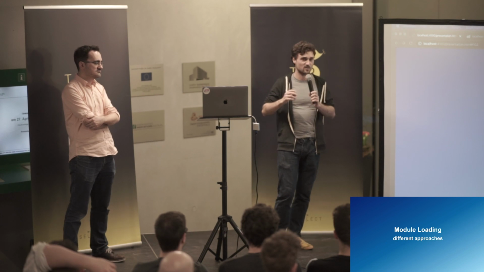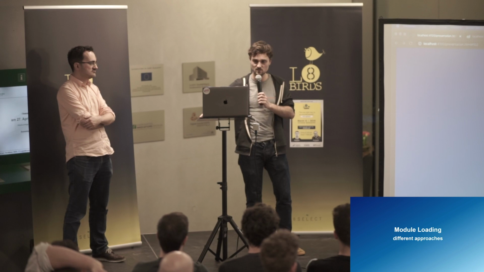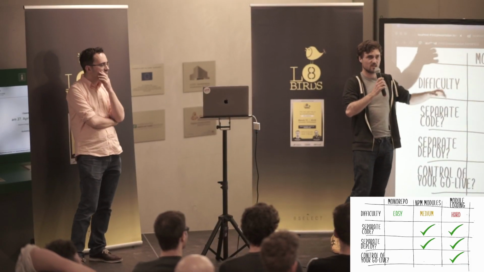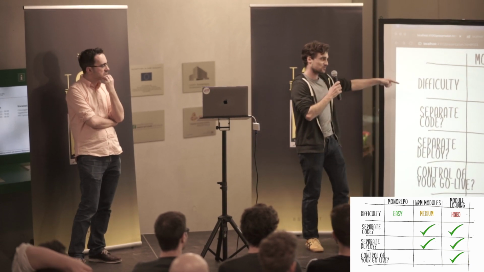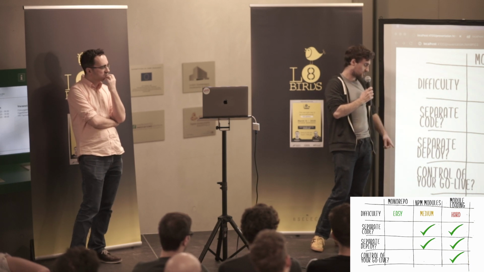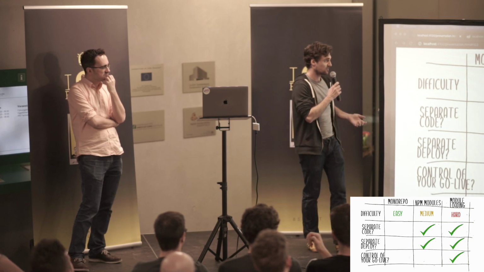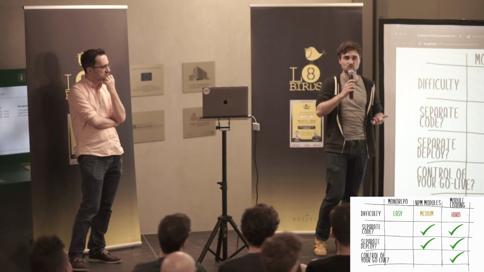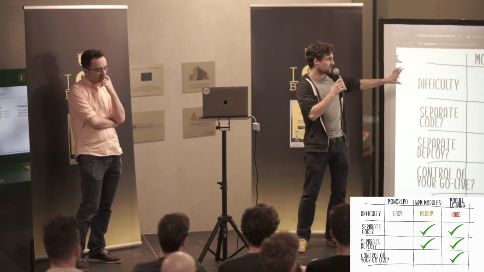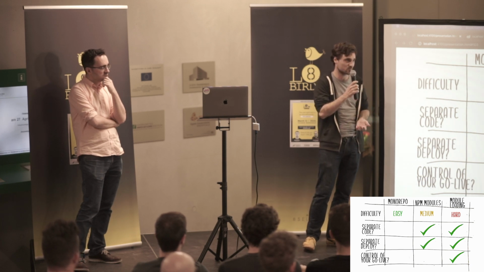Now, module loading is actually already one of the most complicated things that you could do. So if you compare this in a chart, you can just work all on the same monorepo and have your code in there. It's super easy. Your code is, of course, not separated. You cannot separate your deployment, and you cannot control the go live of your little microfrontend. If you have NPM modules that you push to an Artifactory or to npm.com, then it's a little more difficult because you actually have to consider that you learn how to push your package once it's released.